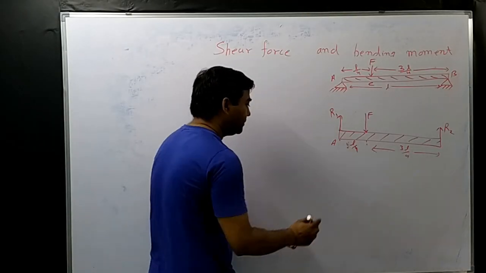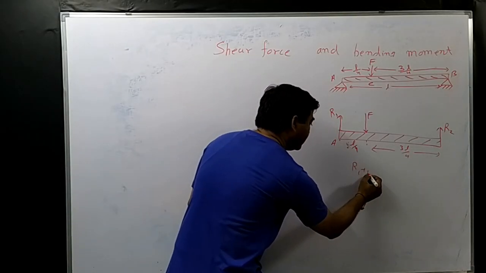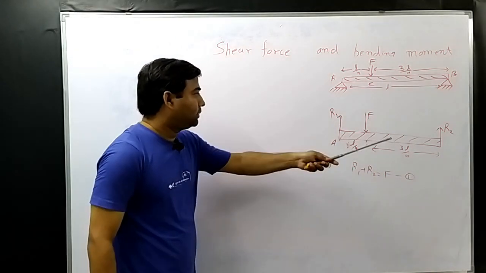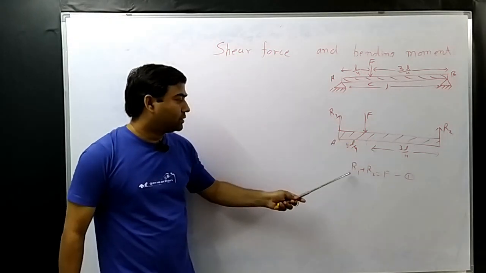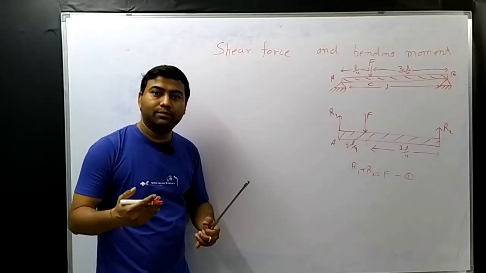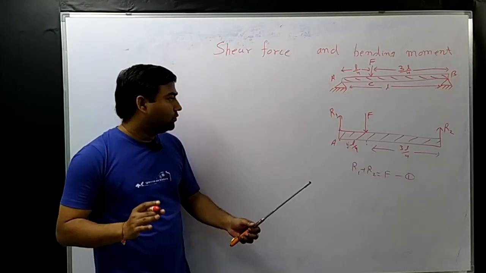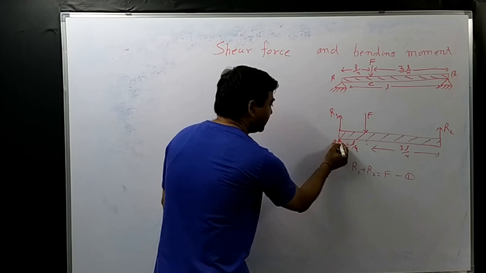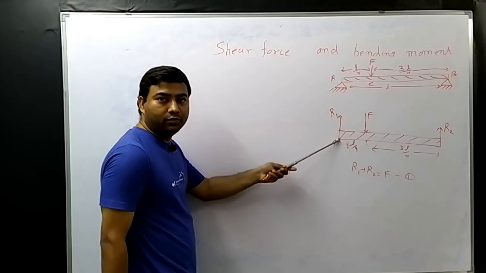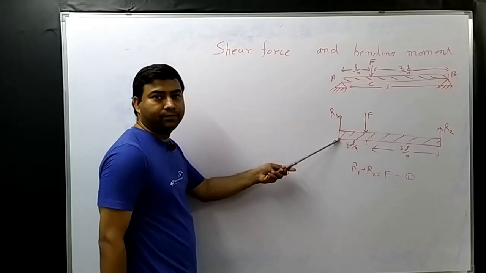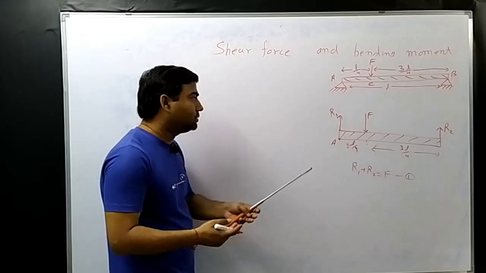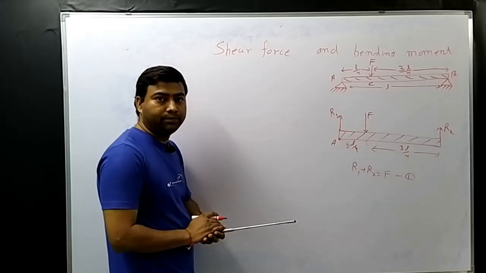So for linear equilibrium, first equation: R1 plus R2 is equal to F. R1 plus R2 is upward force and F is downward. So this is for linear equilibrium, that is, the total external force on the beam is 0. For rotational equilibrium, just take moment about point A. Moment of all external forces about point A must be 0 because the beam is in rotational equilibrium.